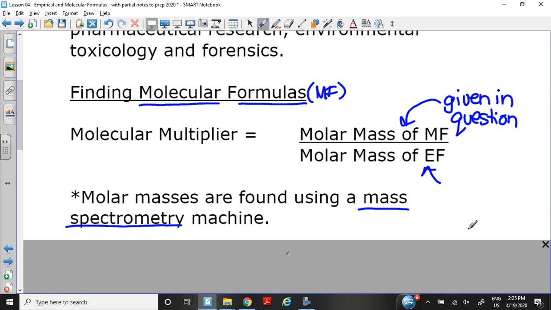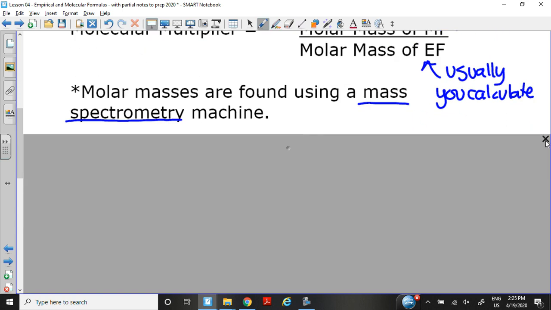This one will either be given to you in a question or you have to find that empirical formula and calculate it. Usually you calculate it. But we know how to find molar mass if we have a formula. So it's nothing that we haven't done. But if you do see a molar mass given, 99% of the time it's for that molecular formula. So we'll try out 2 more problems.